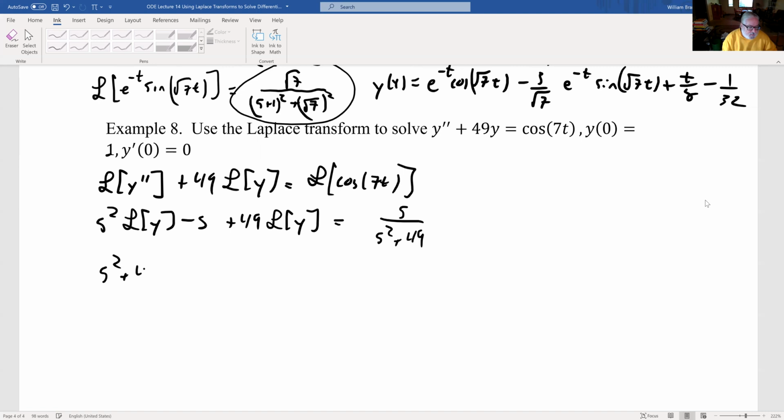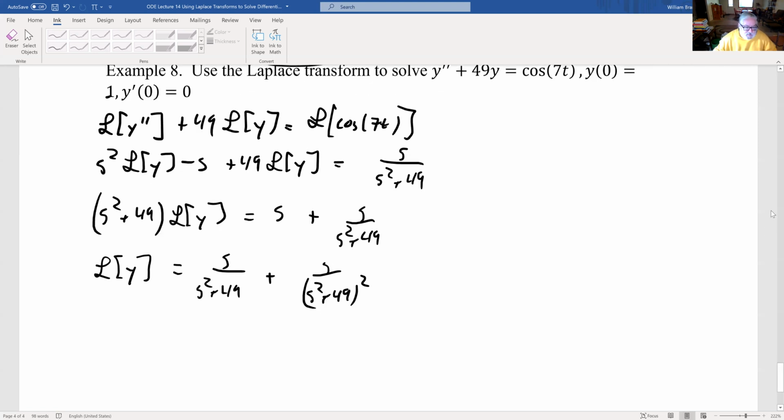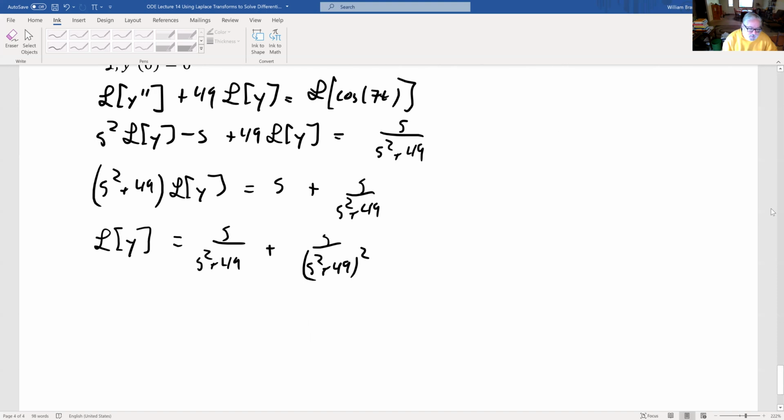Okay, so s squared plus 49 Laplace transform of y. We get that, and then we divide both sides by s squared plus 49. And we get this. Great. We know what this is, this first term. This is just the Laplace transform of cosine 7t.